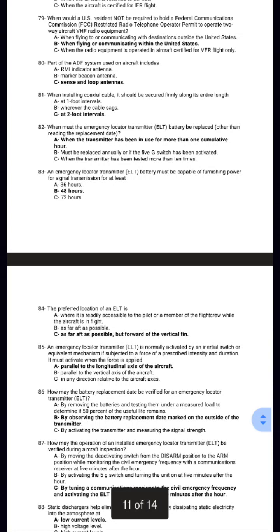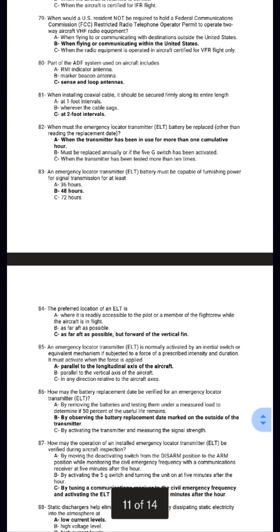Let's keep talking about this ELT. An emergency locator transmitter. Oh, I was calling it a transponder. So, an emergency locator transmitter is normally activated by an internal switch or equivalent mechanism if subjected to a force of a prescribed intensity and duration. It must activate when the force is applied parallel to the longitudinal axis of the aircraft.